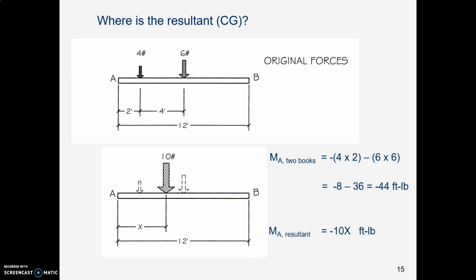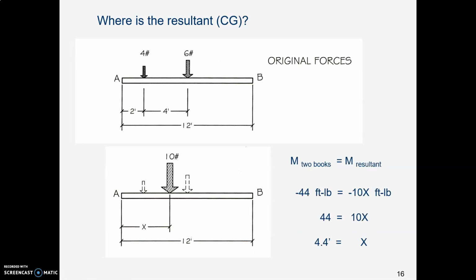And the moment caused by the resultant, we don't know what its distance is, but we know that it weighs 10 pounds. So its moment, and it's also clockwise, has to be 10 pounds times x feet, and negative. So the moment caused by the 2 books equals the moment caused by the resultant. Let's just write that down in some math stuff. Negative 44 foot-pounds equals negative 10x foot-pounds. So 44 equals 10x. Ha-ha! Turns out that x, the distance to the center of gravity, is 4.4 feet.